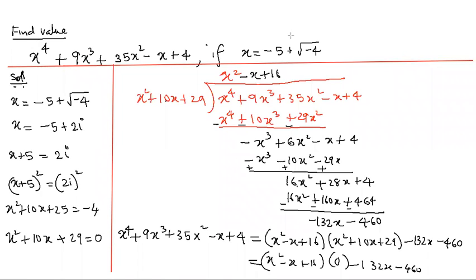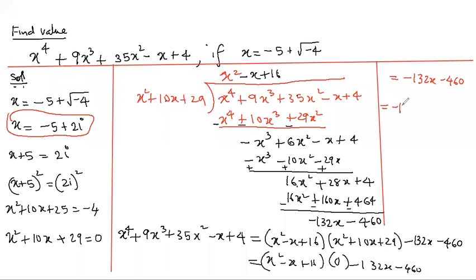I hope you are understanding this time, a slight variation. Okay. So my answer became, continuing from this equal sign, 132x minus 460. Now what I'll do, the x value is defined in my question. What is the x value defined in my question? Minus 5 plus 2i. So I have to replace that over here.